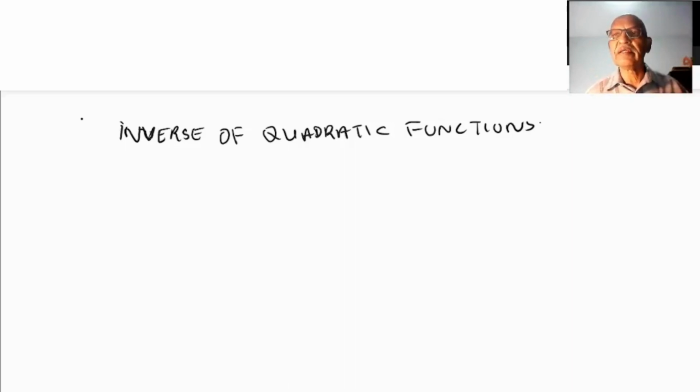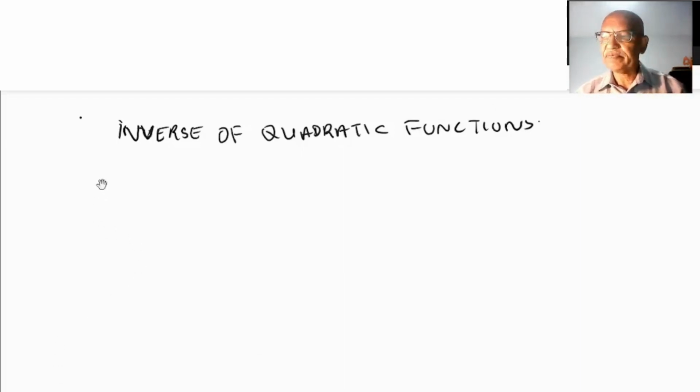Okay, our next lesson will be inverse of quadratic relations. Inverse of quadratic relations. They are the same as linear relations. The only thing is this is quadratic and the other one linear, but it's the same concept. So let's see, if I have f(x) is equal to x squared plus 1.